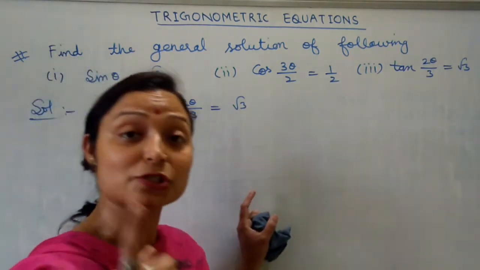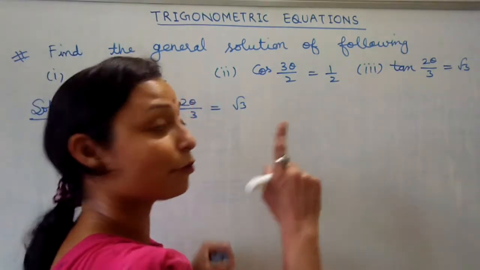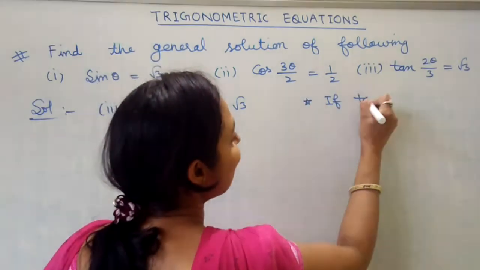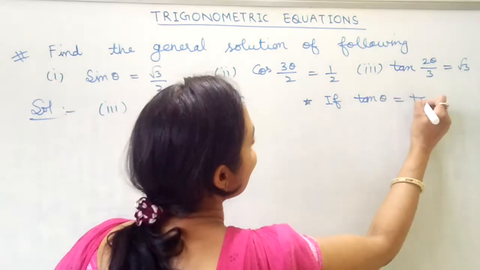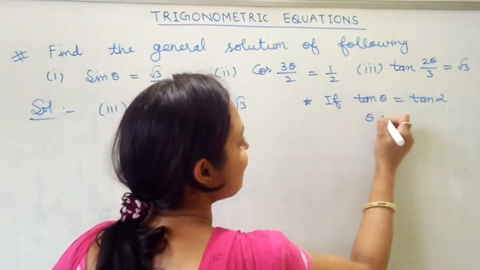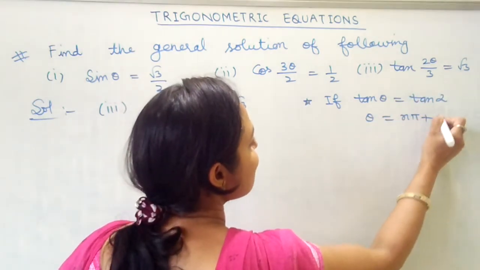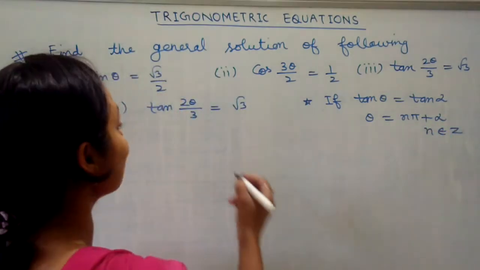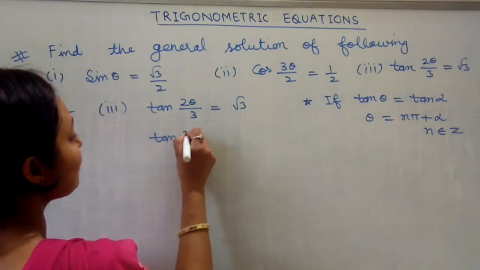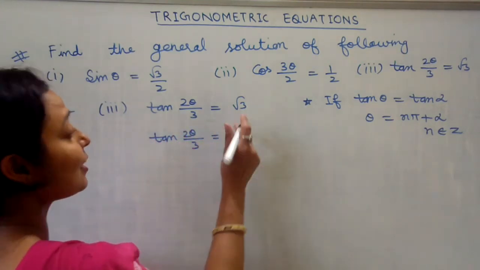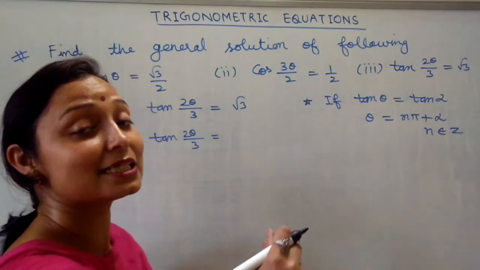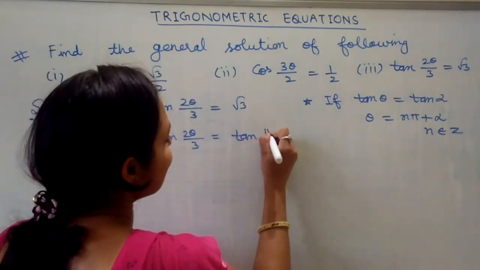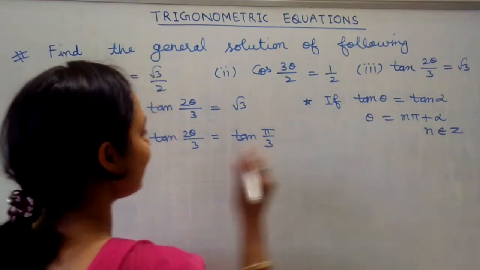First of all, I will write the formula for your convenience. If tan θ is equal to tan α, so what is the value? θ is equal to nπ plus α, n belongs to integers, right? Now come to tan 2θ upon 3 is equal to tan 60, that is π by 3, tan π by 3. I will apply this formula now.